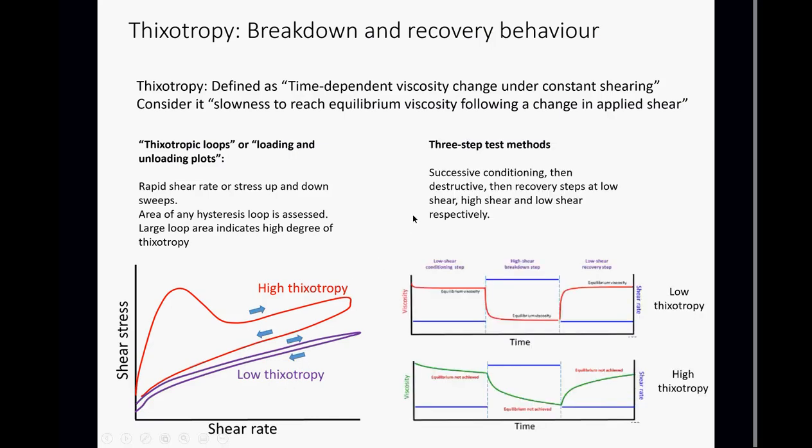The other way to measure this is to use a three-step test. In a three-step test, we're basically applying a low shear, followed by a high shear, and then followed by a low shear again. What we can see here is that a highly thixotropic product shows a long, slow breakdown when we apply the high shear, and a long, slow recovery following the cessation of shear. Whereas a less thixotropic product gets to those equilibrium viscosities much quicker.